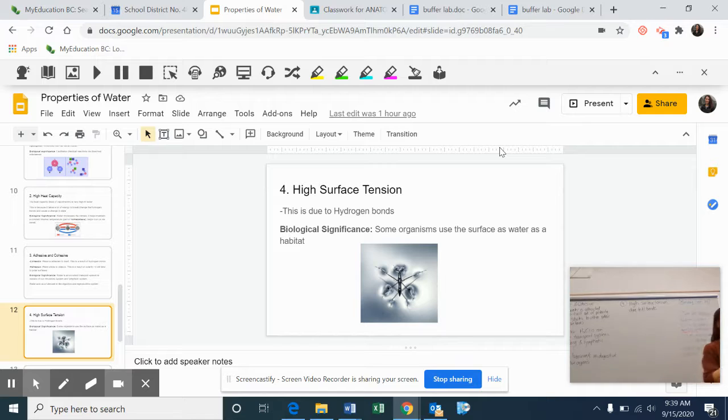So the water molecules, they've all on the surface here got little hydrogen bonds in between the molecules, and they make the surface actually possible to support things on it. The significance of this: the surface of water can actually be a habitat for some organisms.